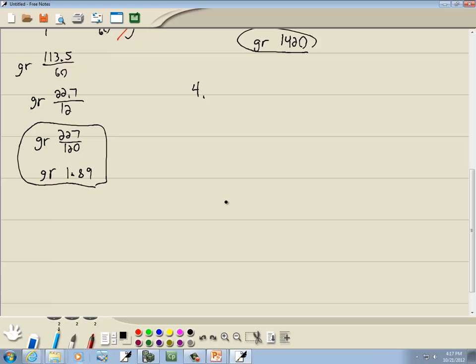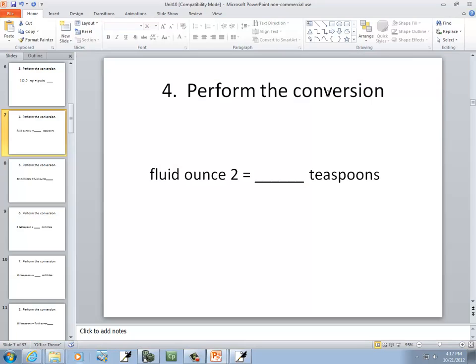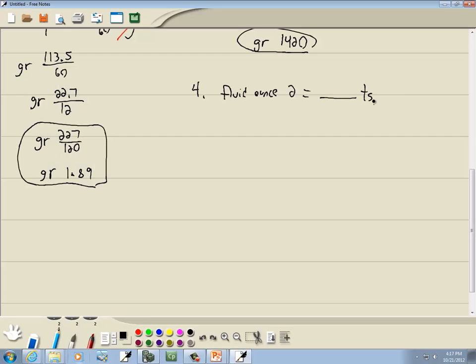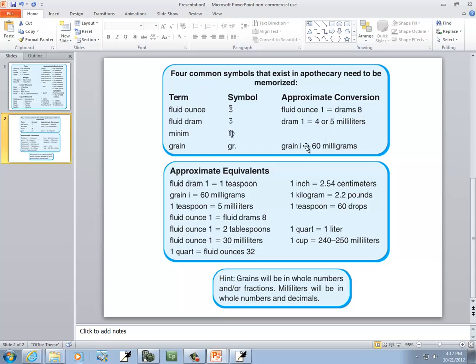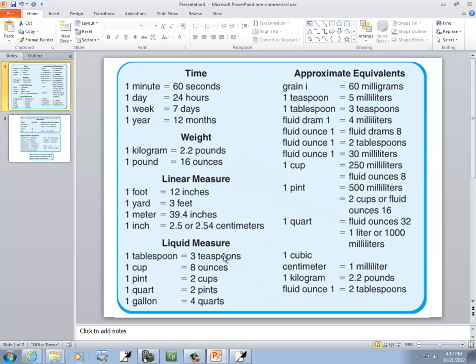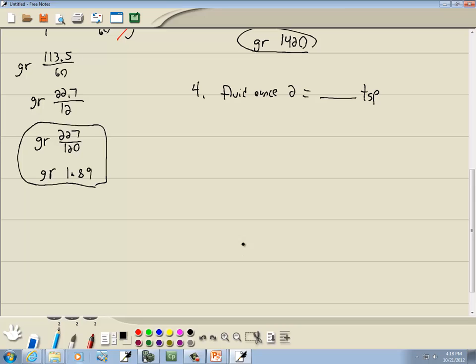Let's look at number 4. 2 fluid ounces equals blank teaspoons. Okay, so we're looking for some kind of tie between fluid ounces and teaspoons. Now here's a fluid ounce and tablespoon. That'd give us closer. And here's 1 tablespoon is equal to 3 teaspoons. So that'll work. I can use that. Well, dimensional analysis.